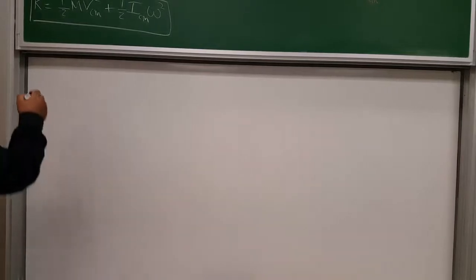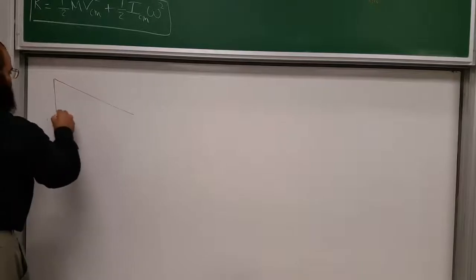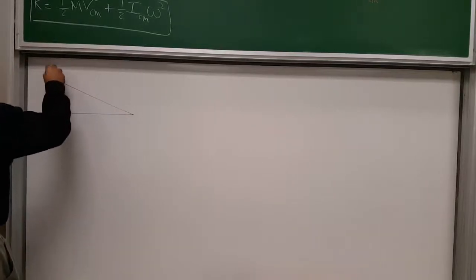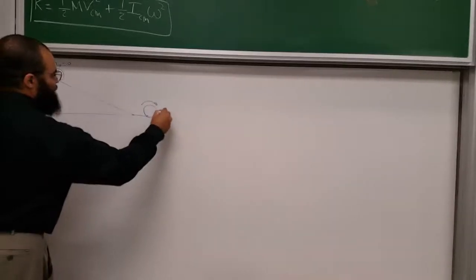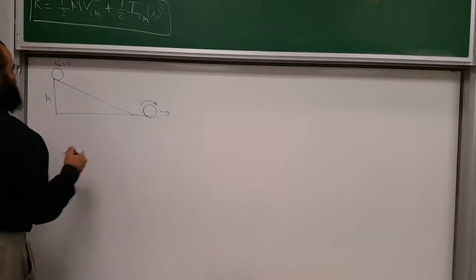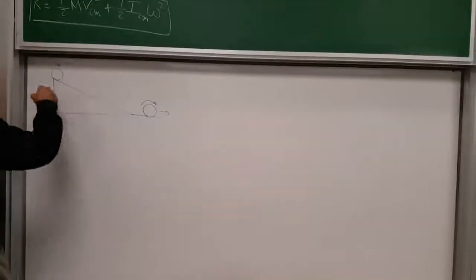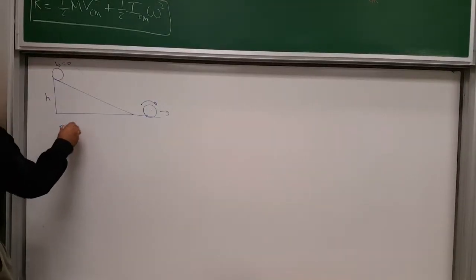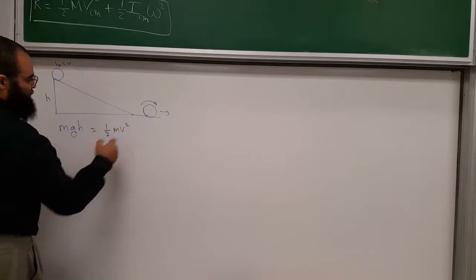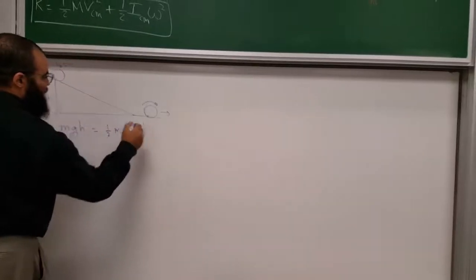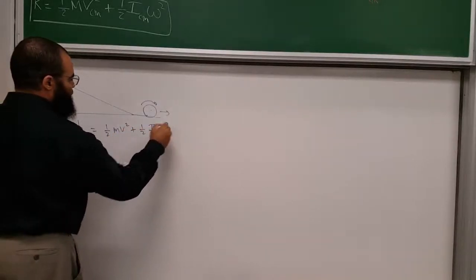I wanted to quickly do an example of an object rolling down a hill. So imagine you have an object here. The height is h, and v initial is equal to 0, and then it rolls down, and then it's spinning and moving this way. So what's the velocity here? Well, you use conservation of energy. The total energy here is mgh. That's it. It doesn't have any kinetic energy. The energy here is 1/2 the total mass times v squared, the velocity of the center of mass, plus 1/2 I omega squared.